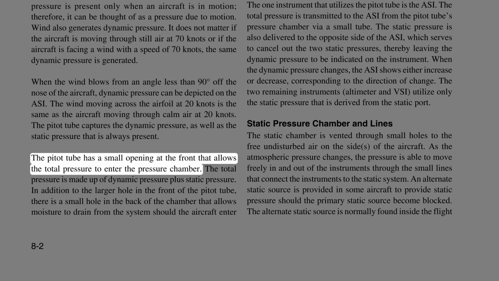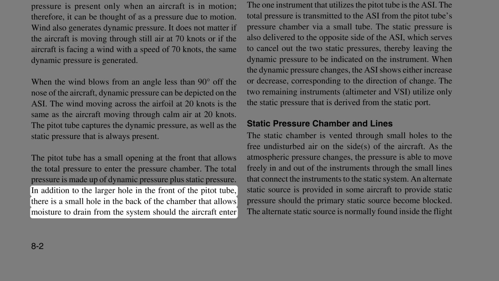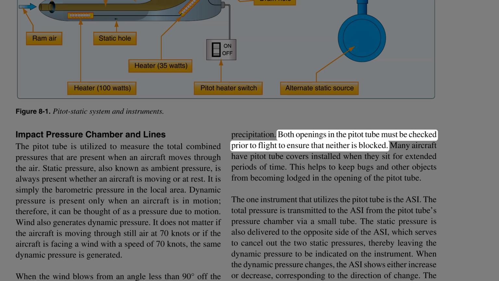The pitot tube has a small opening at the front that allows the total pressure to enter the pressure chamber. The total pressure is made up of dynamic pressure plus static pressure. In addition to the larger hole in the front of the pitot tube, there is a small hole in the back of the chamber that allows moisture to drain from the system should the aircraft enter precipitation. Both openings in the pitot tube must be checked prior to flight to ensure that neither is blocked.